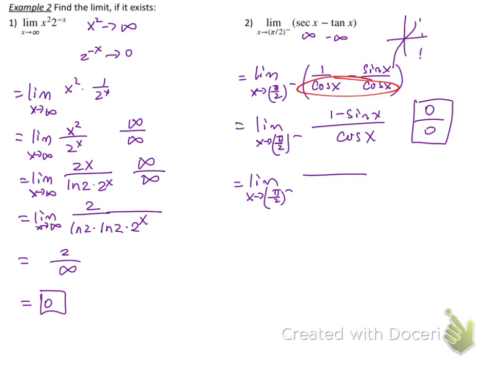Taking the derivative, the quotient 1 is gone: the numerator, negative cosine x, over the denominator, whose derivative is negative sine x. I can cancel the negative signs. As x approaches pi over 2, here's pi over 2, 0, 1, cosine, sine. So this is really cosine over sine, 0 over 1 now. Which means you can plug in directly: 0 over 1, which is 0.